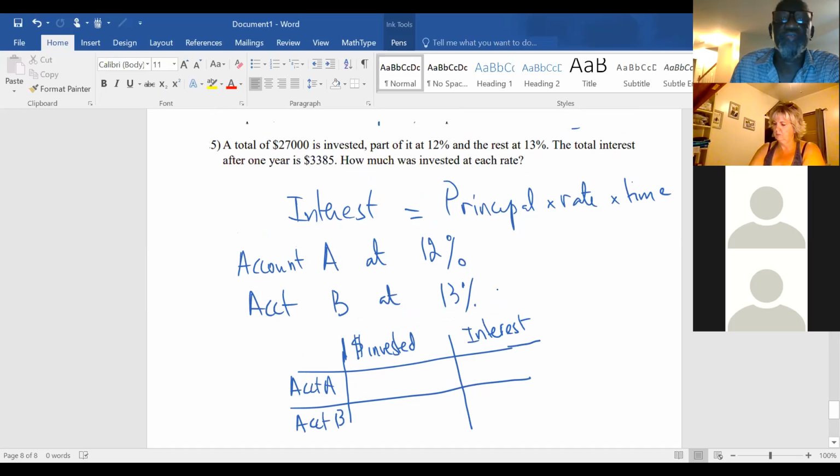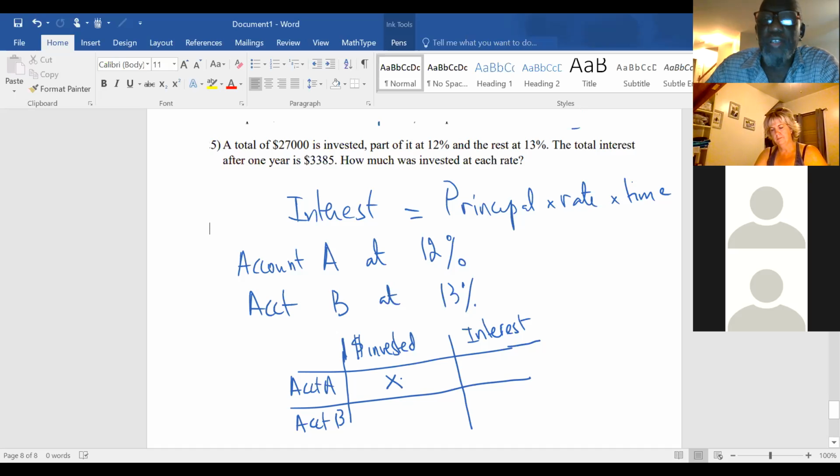How much money was invested in the first account, account A? We don't know, right? So what do we call it? X.